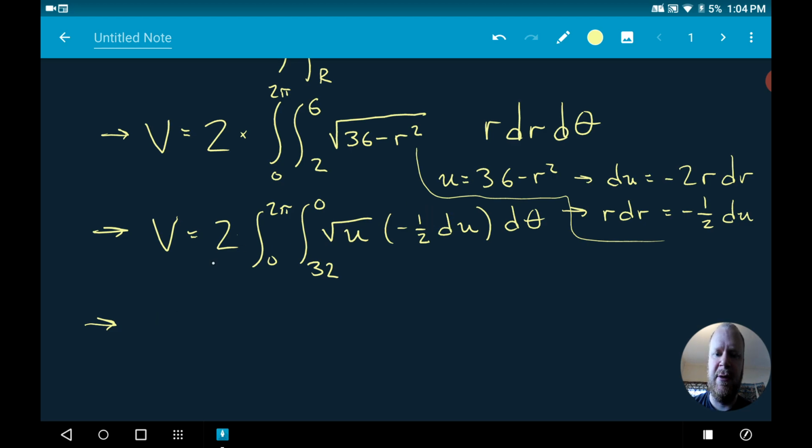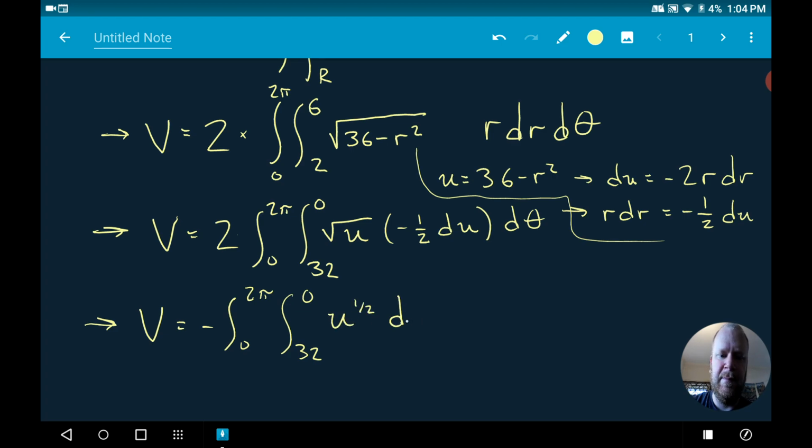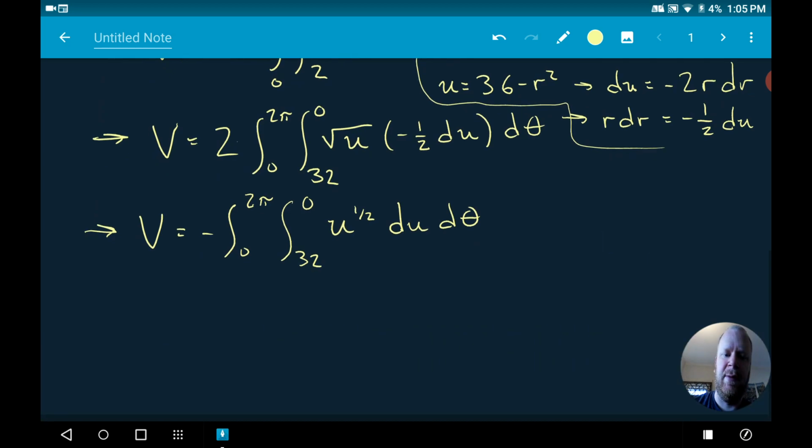So that 2 there is going to cancel out with this negative 1/2 to become negative 1. So this is going to be the negative integral from 0 to 2 pi, integral from 32 to 0 of u to the 1/2 du d theta. Okay, this one's looking a lot more manageable.